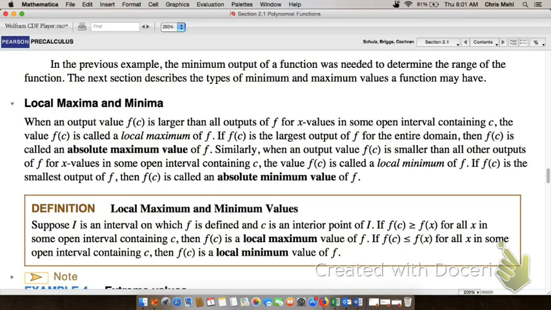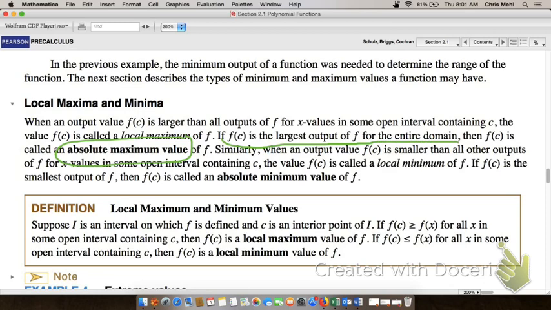The next thing we're going to do, I've just opened the textbook here, is talk about absolute maximum and minimums, the absolute maximum and minimum outputs or y values of the graph of a function f. We're also going to talk about local maxima and minima. Make sure before you move on you read this slide carefully. The absolute maximum of f is just the largest output of f on the entire domain.